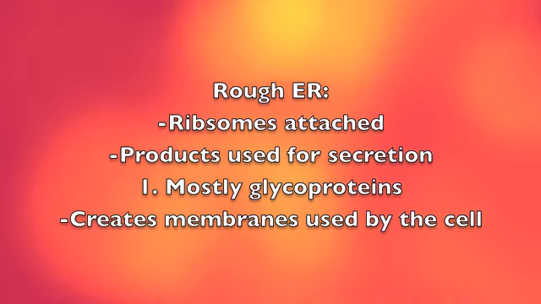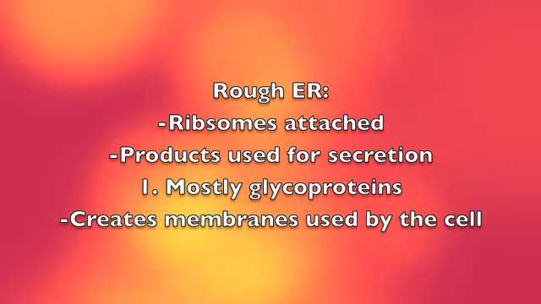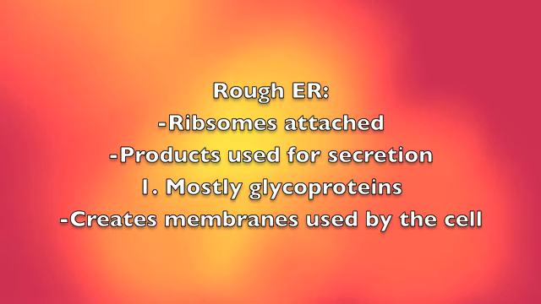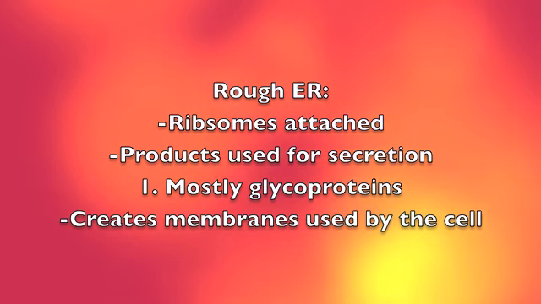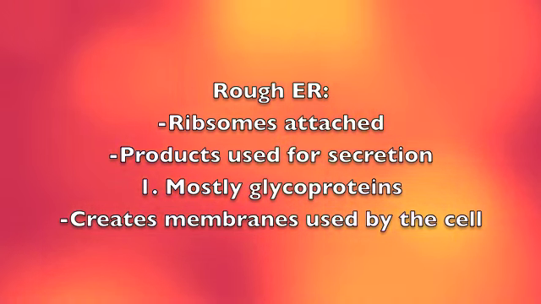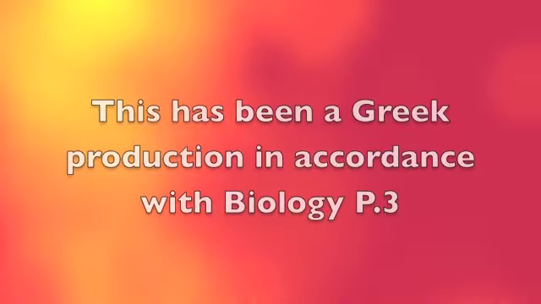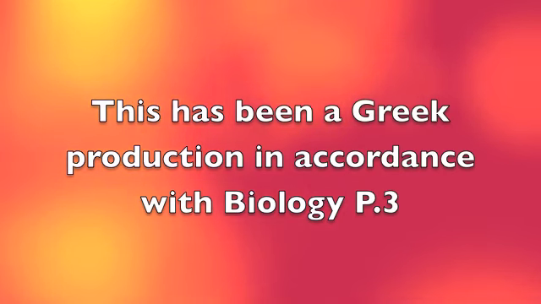Rough ER's main function is the synthesis of secretory proteins called glycoproteins. These proteins are bound for various parts inside and out of the cell. These proteins are contained in transport vesicles that move the proteins to the Golgi body and other organelles, where they will perform their main function. Along with protein production, rough ER also synthesizes membranes in the cell. Without the rough ER, certain organelles would lack the necessary proteins needed to perform their function, such as the mitochondria and lysosomes.